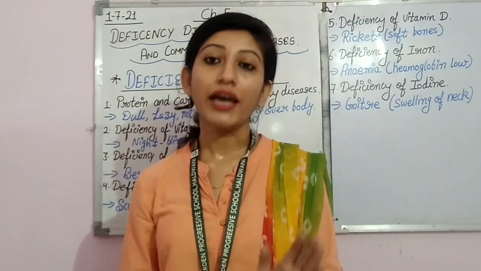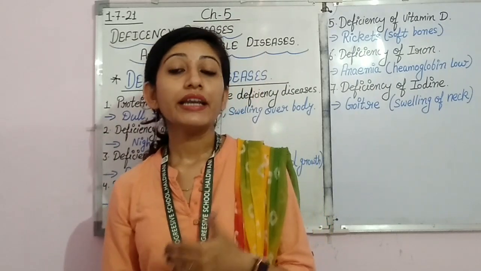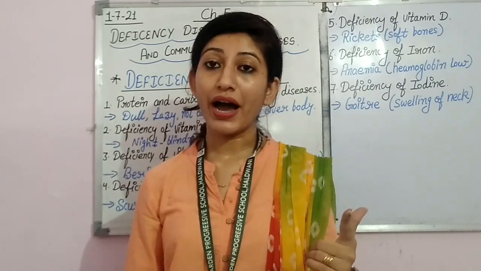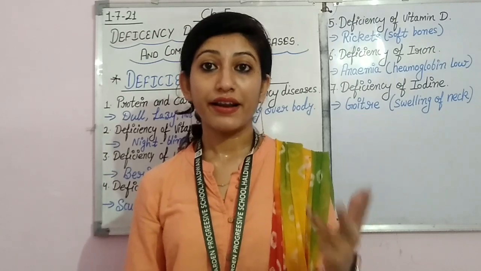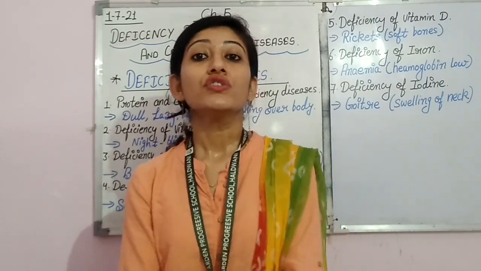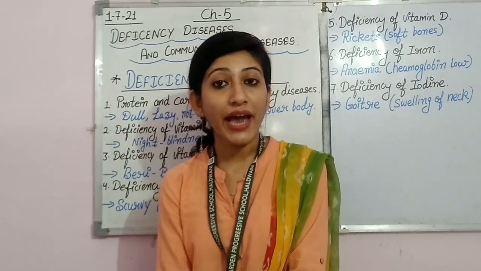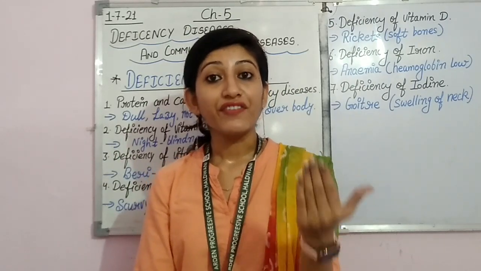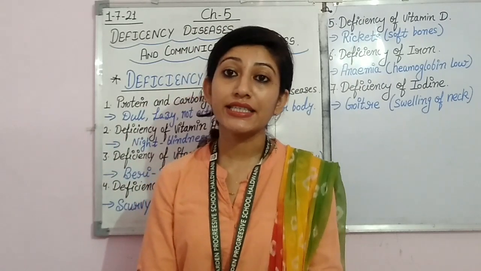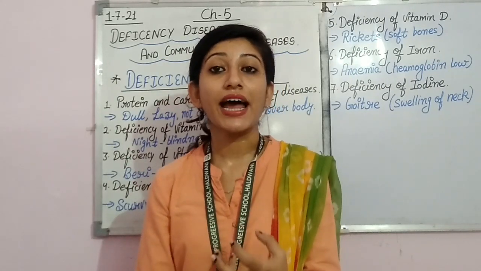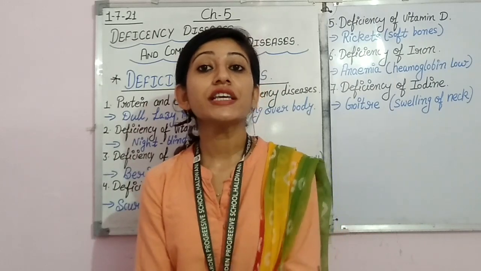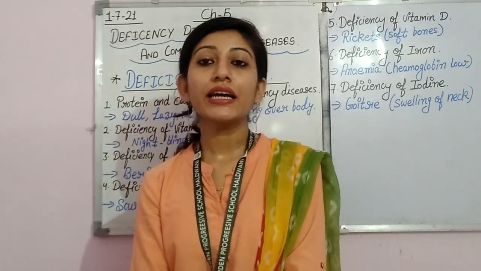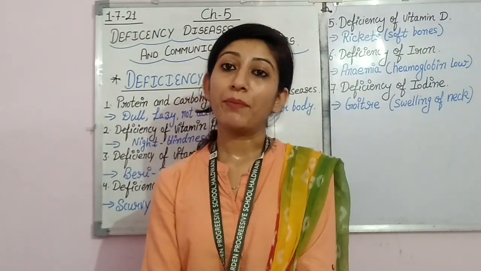such types of diseases are called deficiency diseases. Now you know that related to nutrients, we have different types of nutrients: protein, carbohydrate, vitamins, minerals. In today's class, we have to learn how the deficiency of these nutrients creates diseases, or what are the diseases that occur due to the deficiency of these nutrients. So beta, there are different types of diseases depending upon the type of nutrient deficiency.